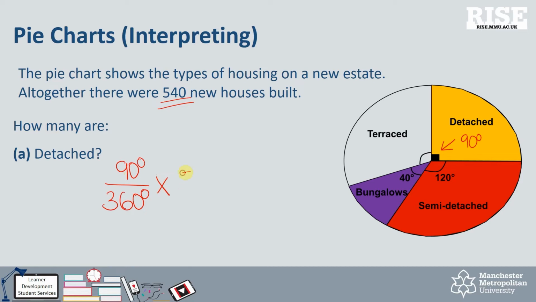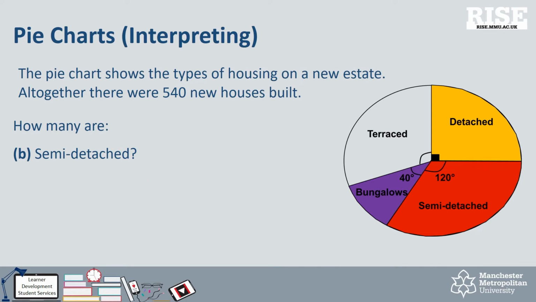So I multiply that by the 540 houses, which is in the full thing, and I get the amount that's the detached houses. I can utilise my fraction key on the calculator or simply type 90 divided by 360 and then times by 540. This tells me that there were 135 detached houses.